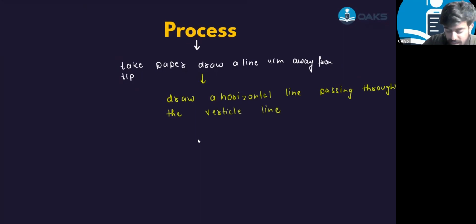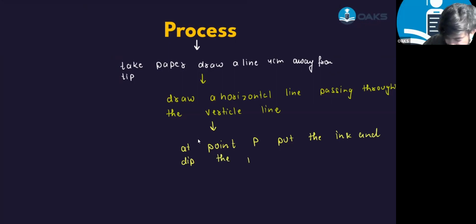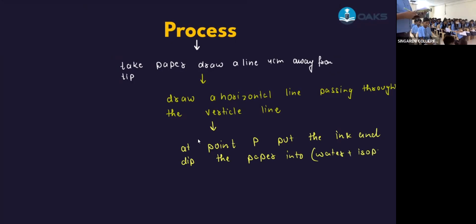And then what do we have to do at point P? Yes, at point P, put the ink and dip the paper into water. Yes or no? Sir. Dip the paper into water, and along with the water, which thing did we have? Isopropyl, right? Water plus isopropyl.